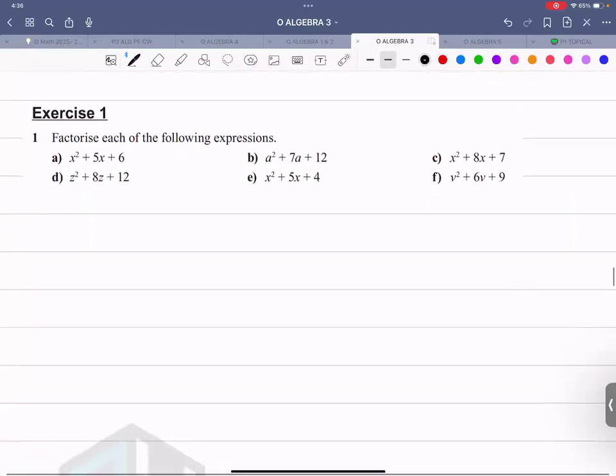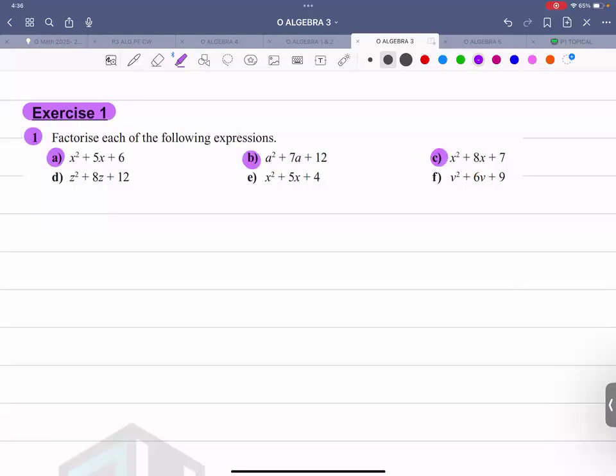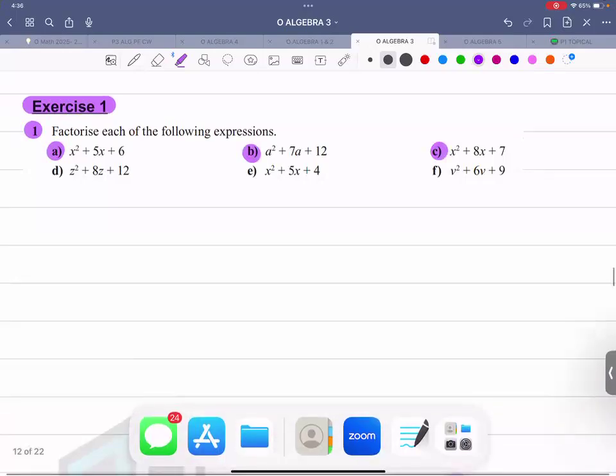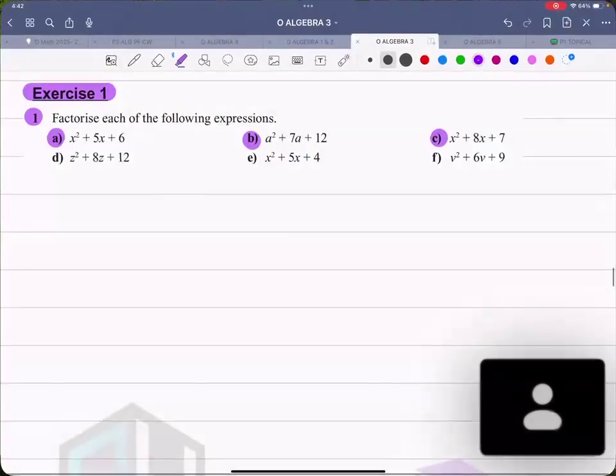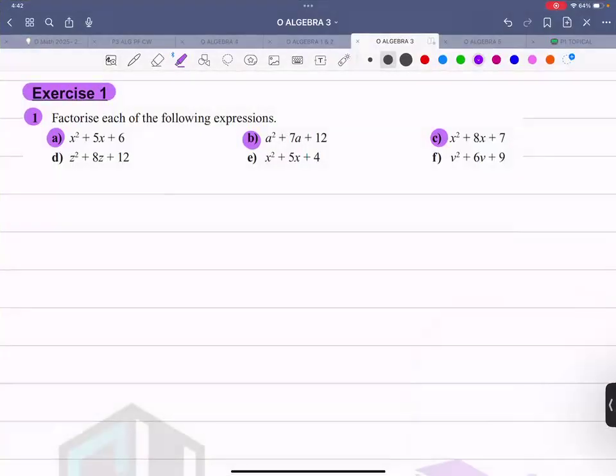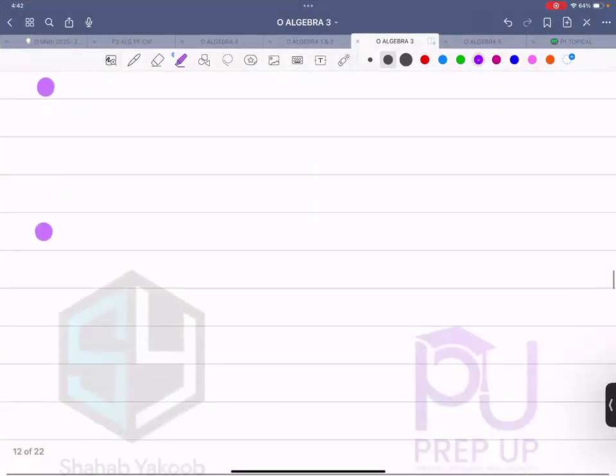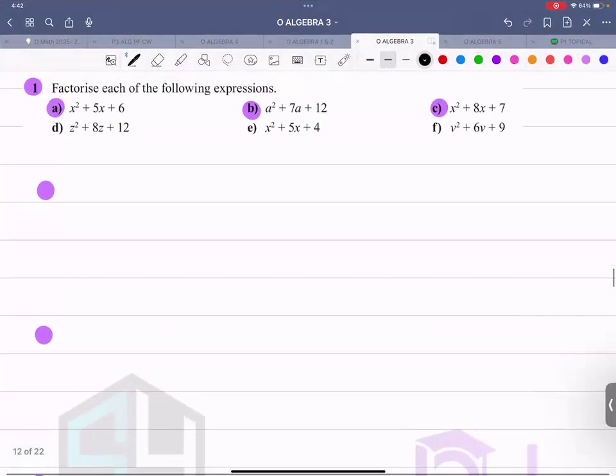Now I'll again pause the recording over here. And this is exercise 1, question number 1. I want you to try out A, B, and C. Try these 3. Let me pause the recording. So now let's try out these 3 parts, part A, part B, part C.